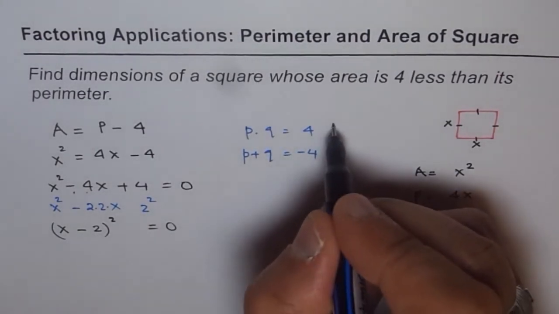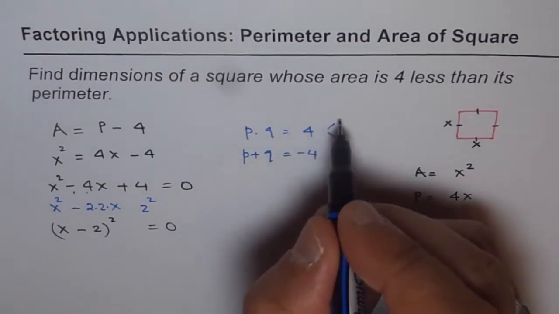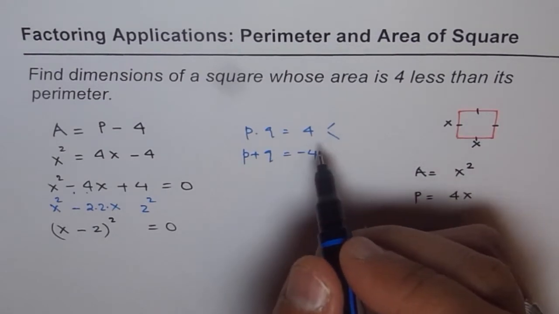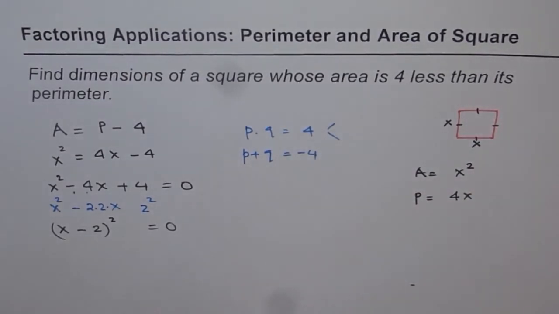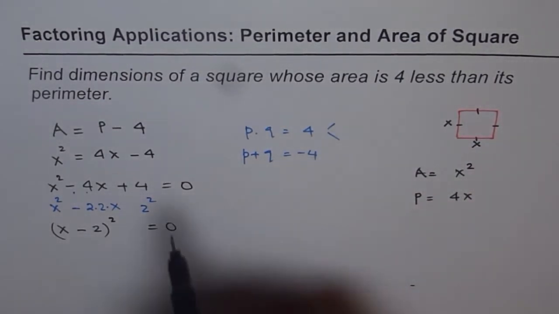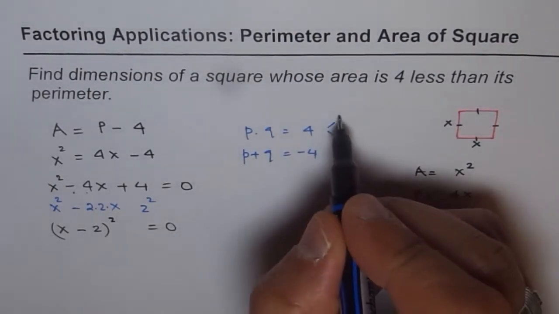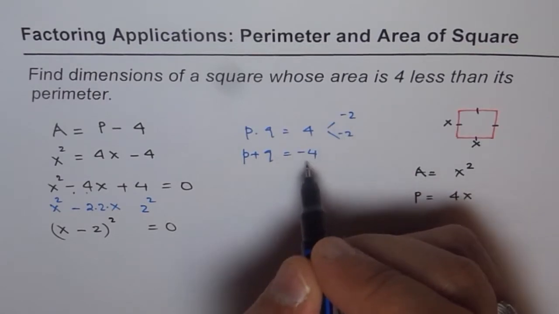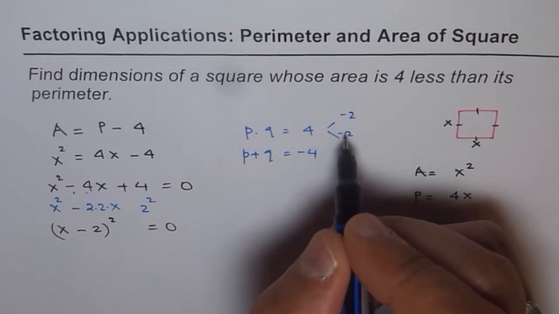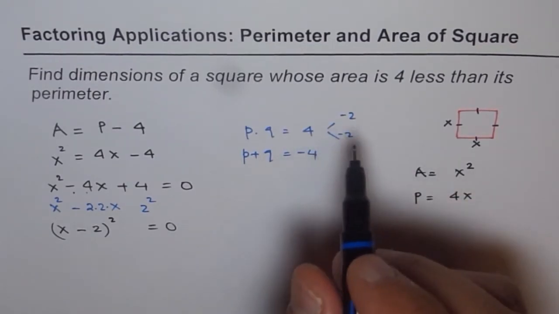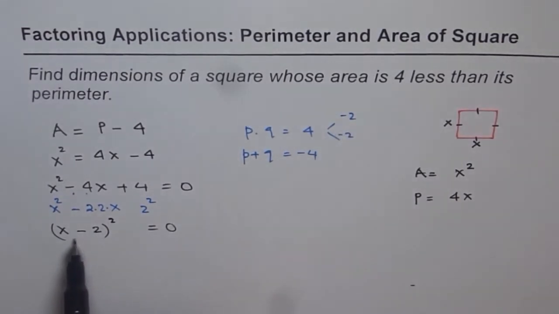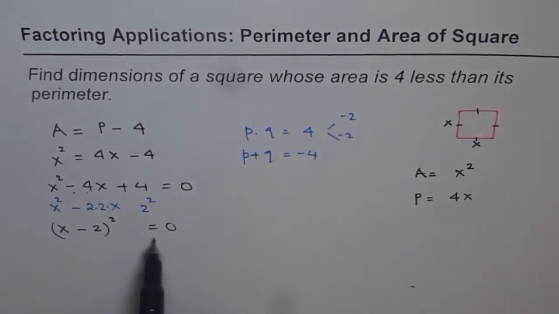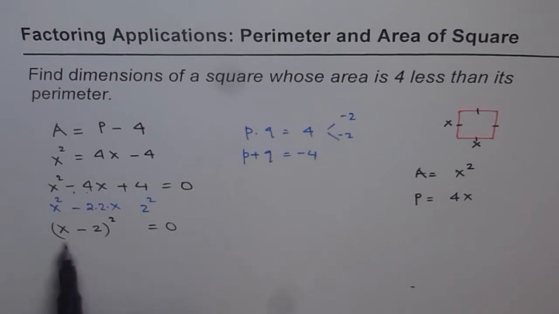Right, so what are the 2 numbers which should give that? So minus 2 times minus 2, right? Minus 2 minus 2, when you add them, you get minus 4. And when you multiply them, you get plus 4. So that means minus 2 gives us x minus 2 whole square as your answer, right? Either way, what you get here is x minus 2 whole square equals to 0.